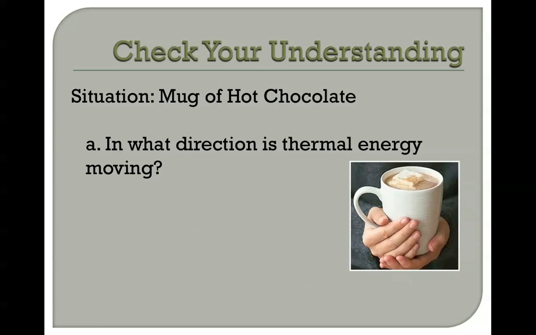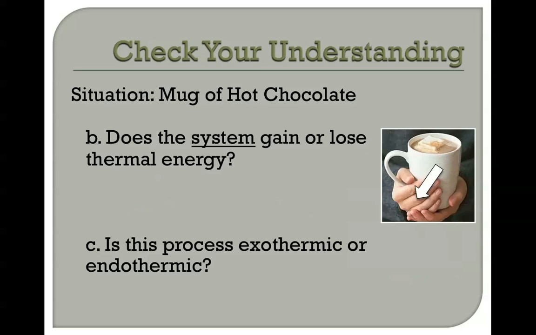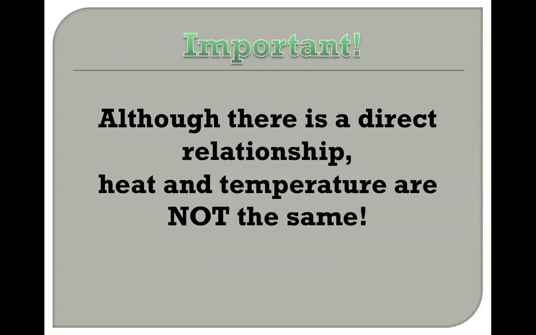Now, on the other hand, if we have a mug of hot chocolate, it's going to travel in the opposite direction, because again, hot to where it's not means it's going to go from the mug to the hand, which is where we would feel warmth as our hand absorbs energy. Now, if the system is the mug, then the system is going to be losing energy, which is considered exothermic.